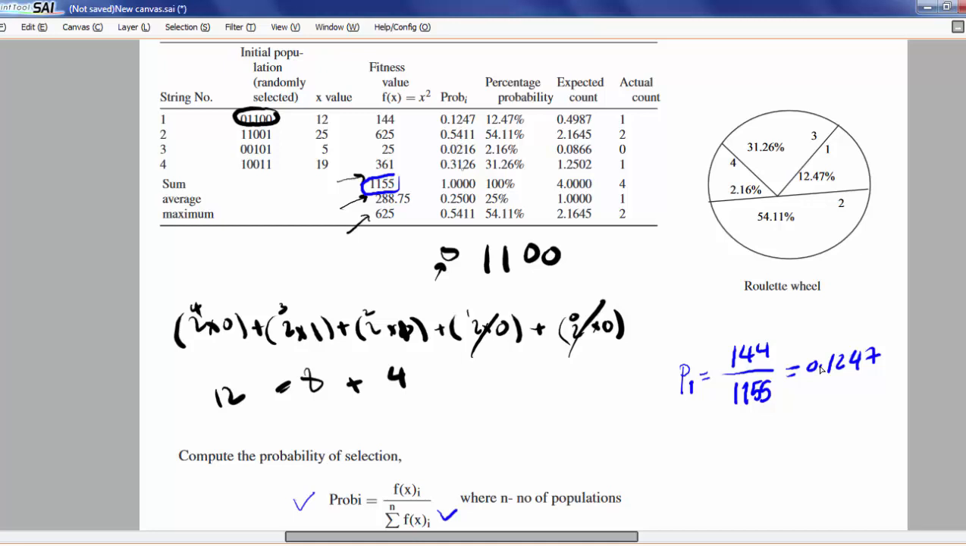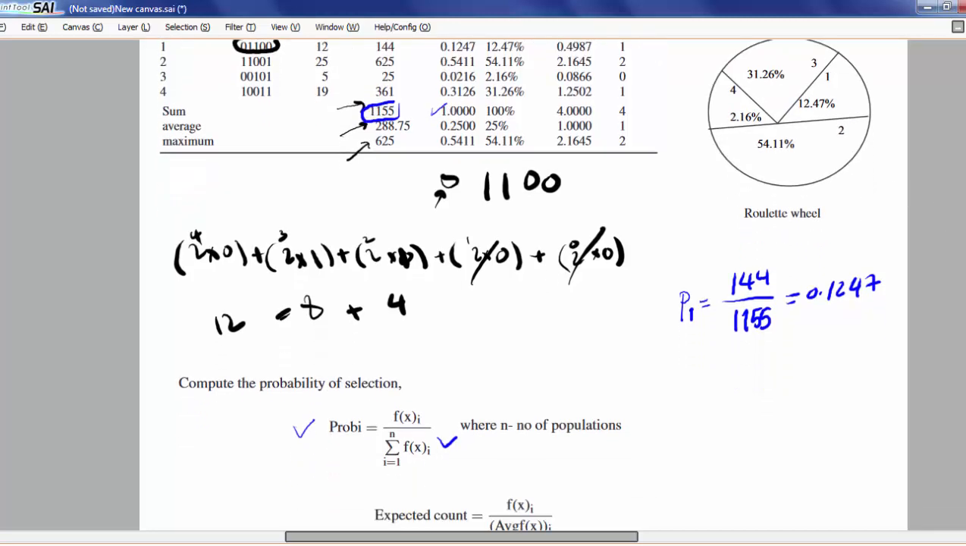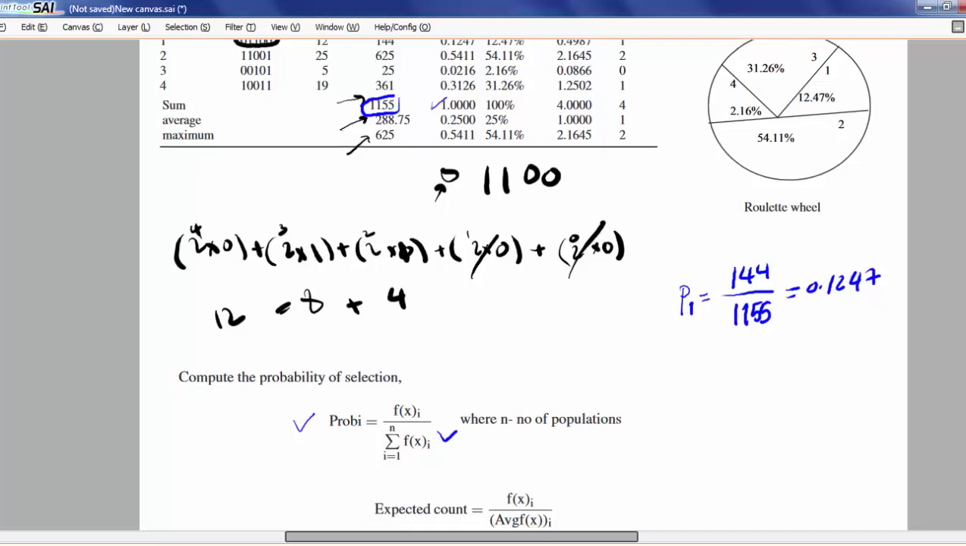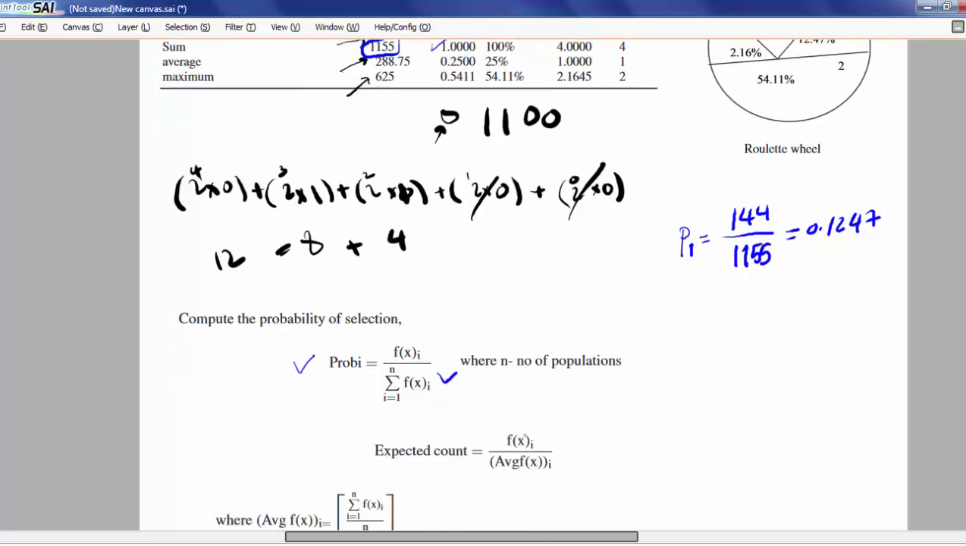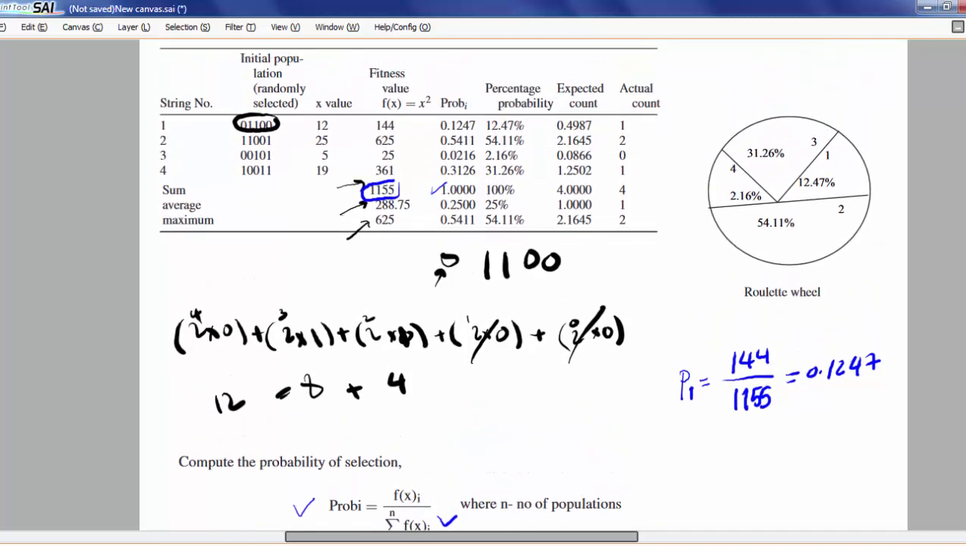You see the summation of probabilities should be equal to 1. If you multiply each probability by 100, you will get this number and this number, and so on. The total sum is 100. Okay, and as I told you, the probability is equal to the fitness over the summation, and the expected count will be equal to the fitness over the same numerator, but the denominator is the average of f(x).